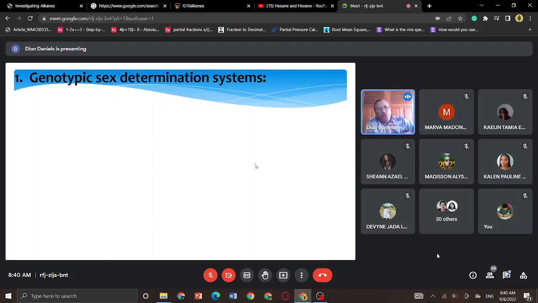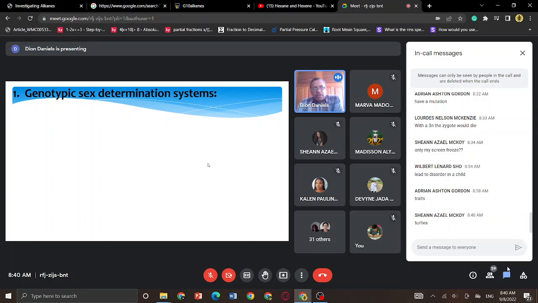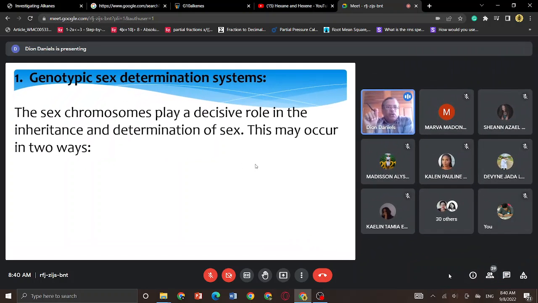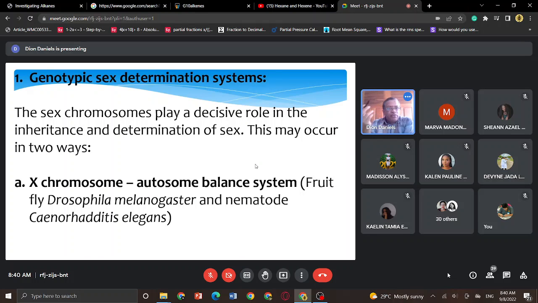So let's first focus our attention on the first one, which is genotypic sex determination system. So we will look at those organisms whereby their genotype determines their sex. All right? So the sex chromosomes play a decisive role in the inheritance and determination of sex. And this may occur in two ways. So let's take a look at the first way how sex can be determined from a genotypic point of view.